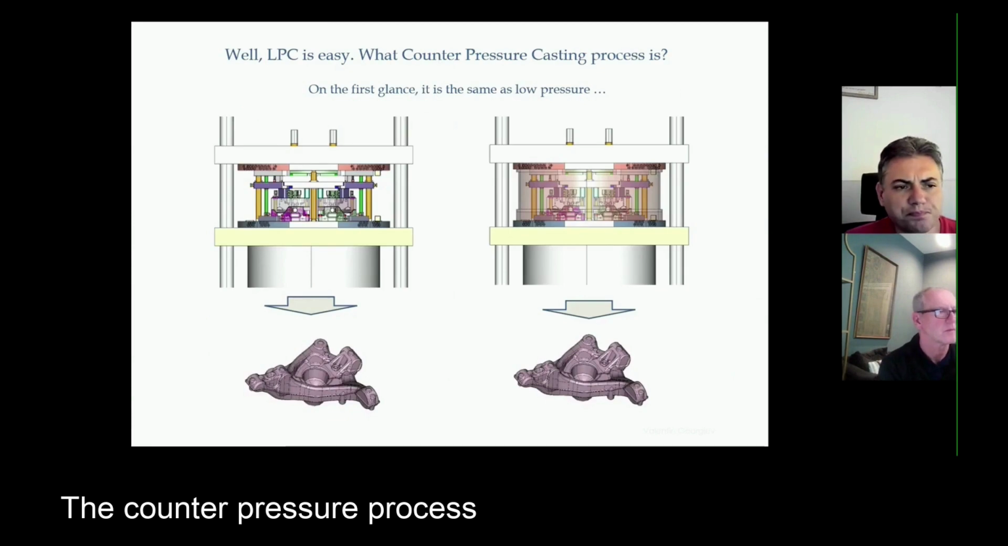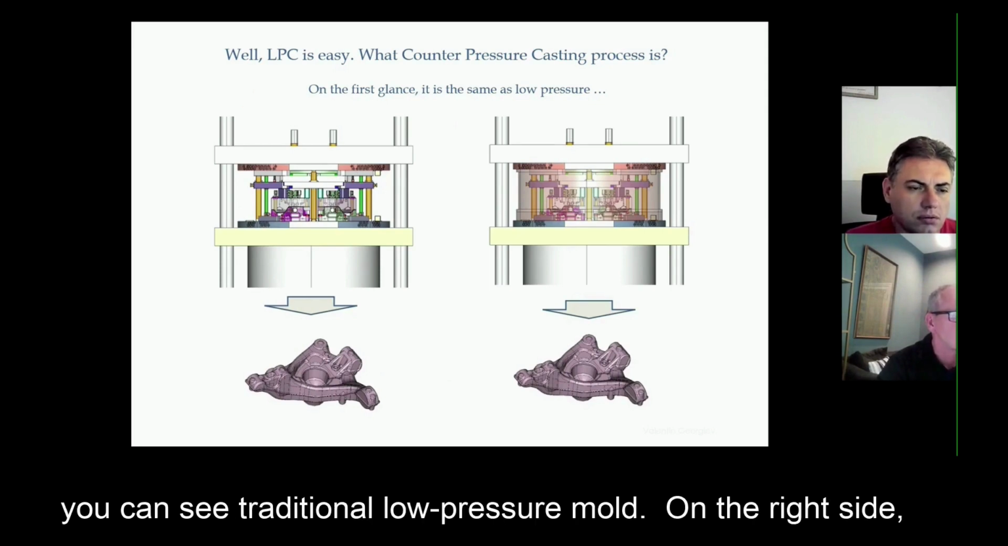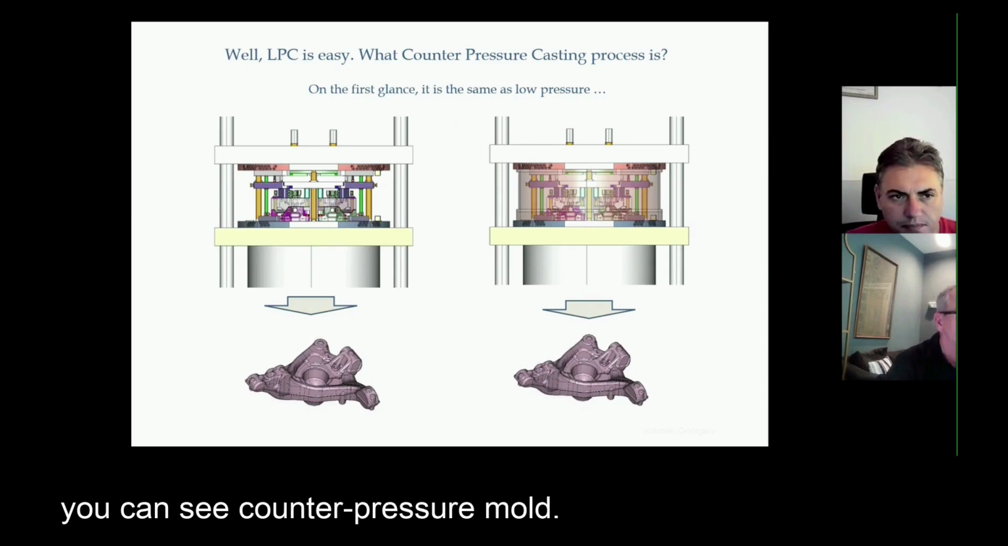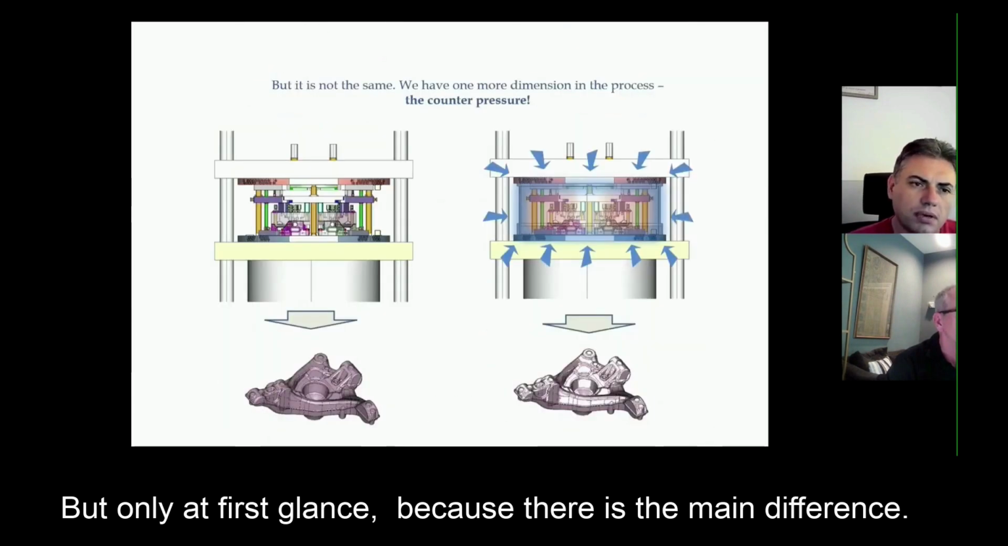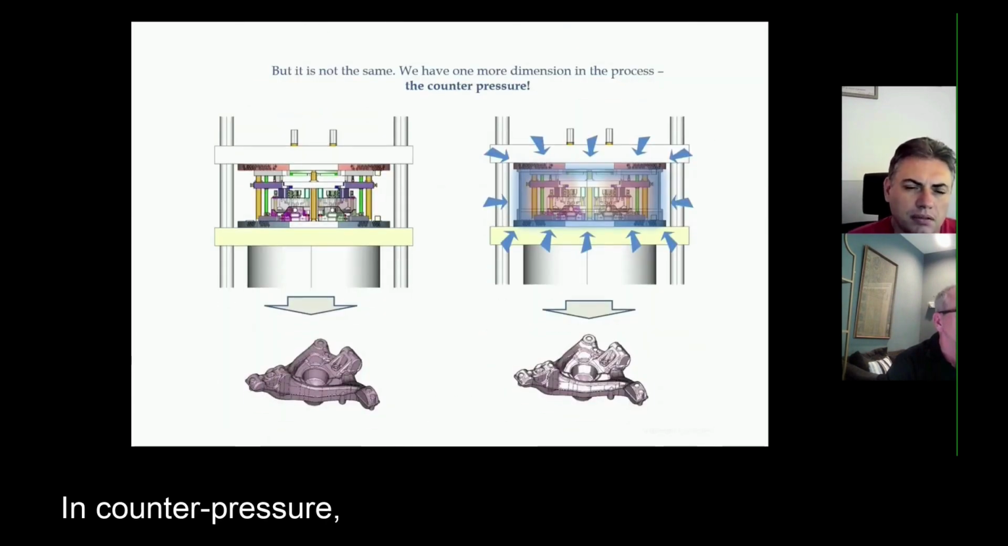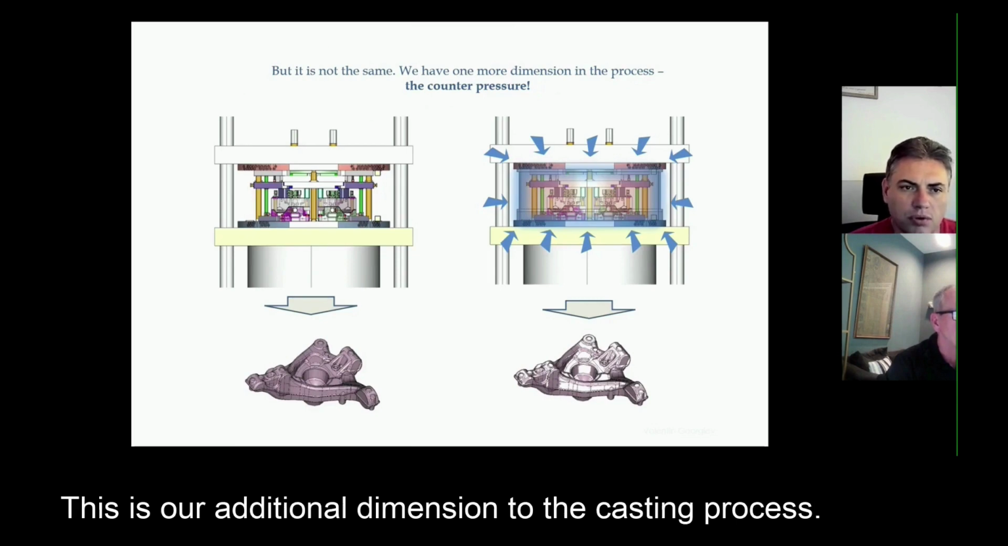Counter pressure process. On the first glance, it is almost the same. On the left side, you can see traditional low pressure mold. On the right side, you can see counter pressure. But only on the first glance, because we have a main difference here. In counter pressure, we have the mold inside the chamber where we have additional pressure. This is our additional dimension to the casting process.